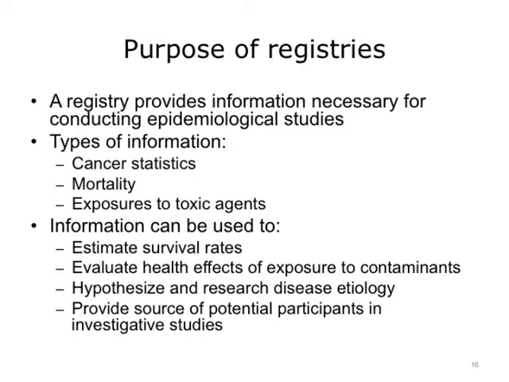The purpose of registries is an important concept to understand. In reviewing the epidemiological databases and registries that are available, you will get a better understanding of the purpose of these tools. The types of information contained include incidence, prevalence, and other statistical data on cancer, mortality rates for different types of diseases or illnesses, and also exposures to toxic agents. The growing network of environmental sensor data enables public health agencies to survey and to report on different environmental contaminants.